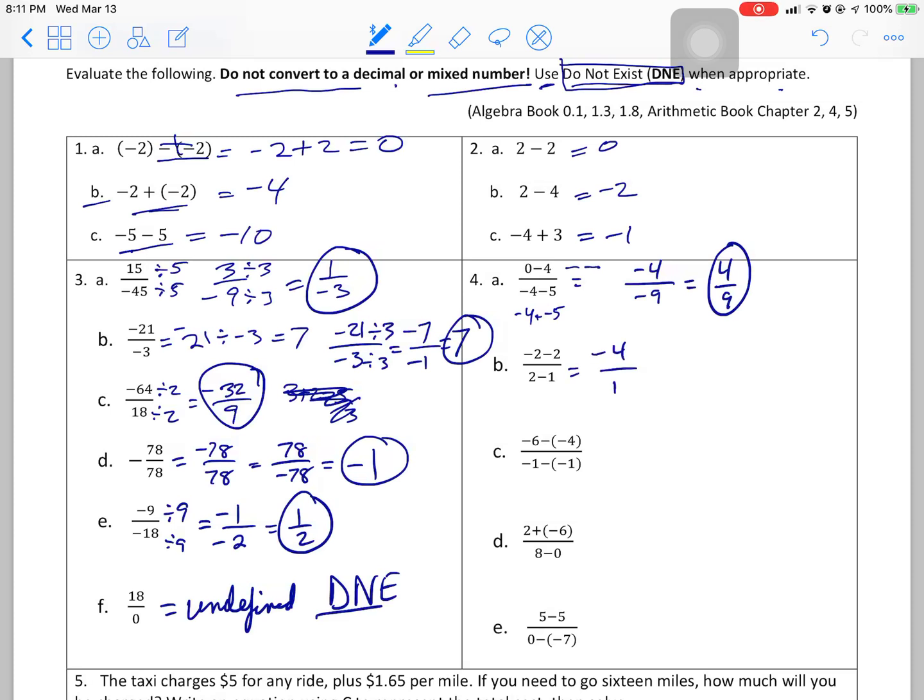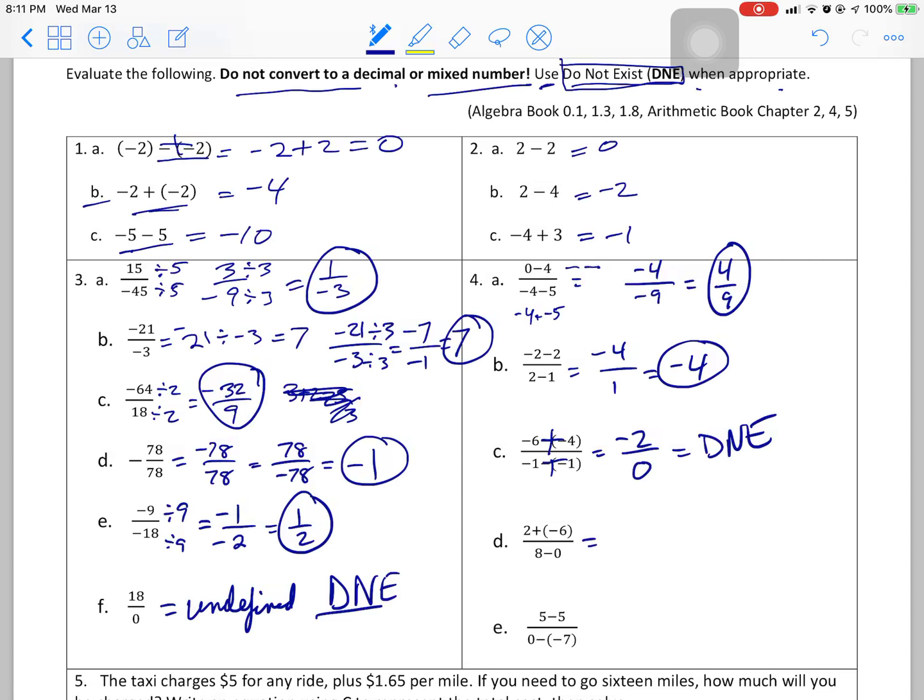-4 over 1 is the same as a -4 whole number. Let's see. Double negatives make positives. -6 plus 4 is -2. -1 plus 1 is 0, so this is another does not exist or undefined. I don't care which one you put in the homework or the quizzes, put does not exist.